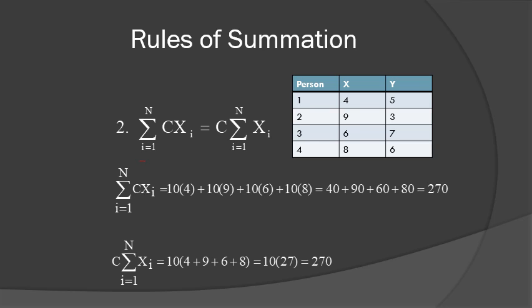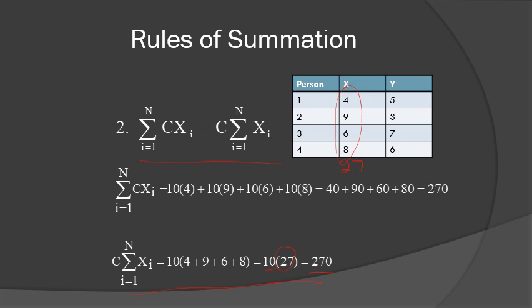Next one, that the sum of a constant times x is the same as the sum of x times the constant. So let's first take and look at summing our constant here. So summing our constant, this is the same one we did before. Summing x is 27. However, down here on the bottom, we took that sum of x and multiplied it by 10, we get 270.